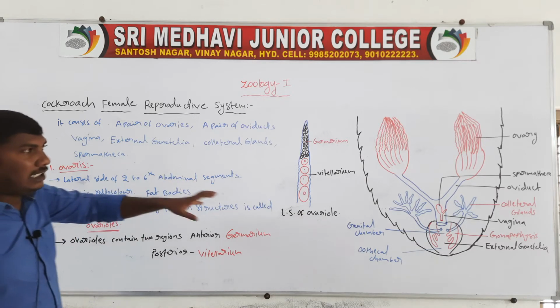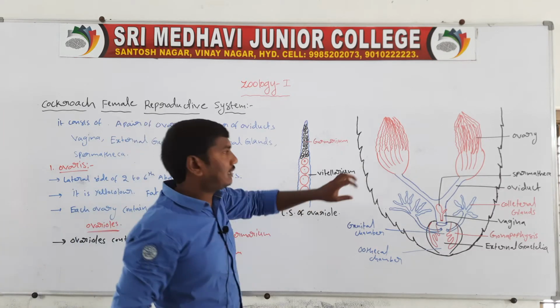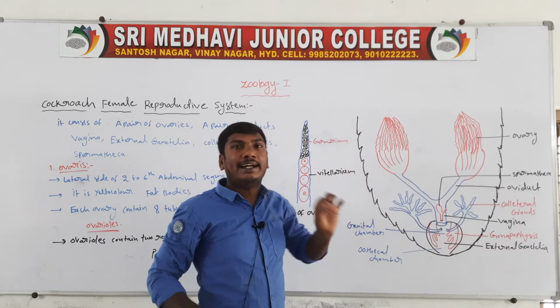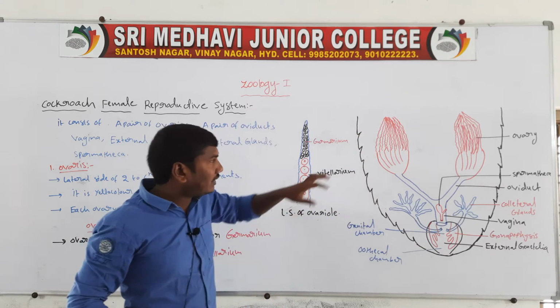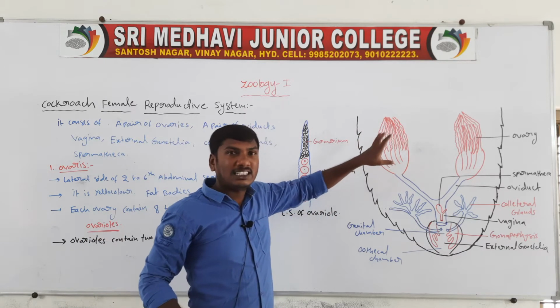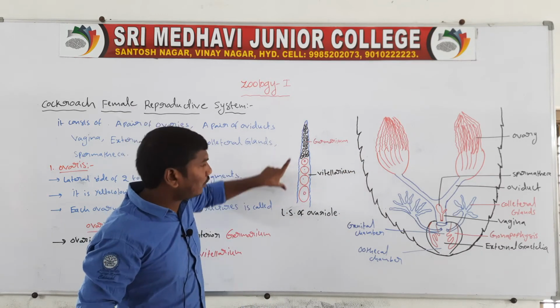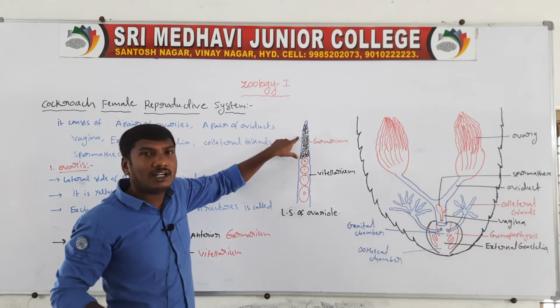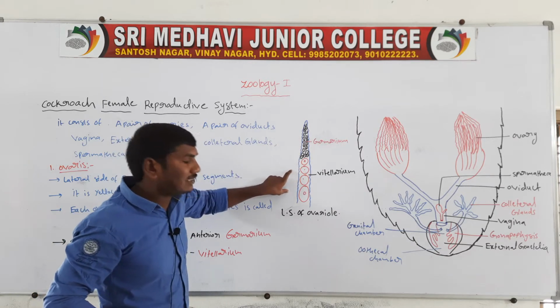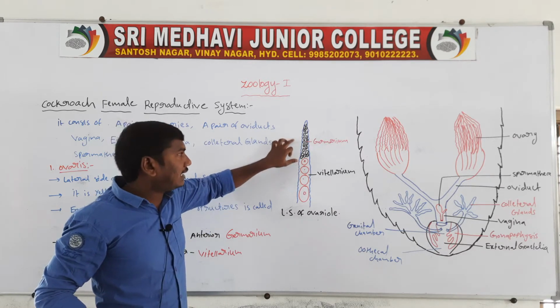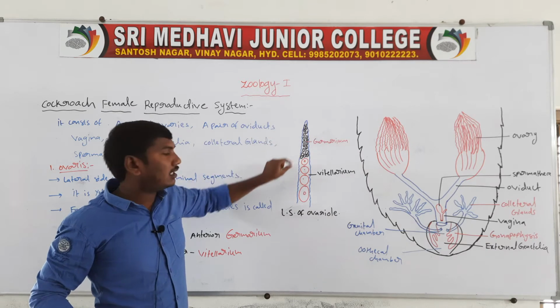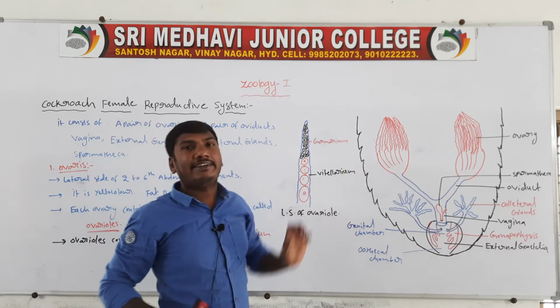So each ovary contains 8 tubular structures, and these are called ovarioles. Each ovariole contains two regions. The anterior region is called the germarium, and the posterior region is called the vitellarium.